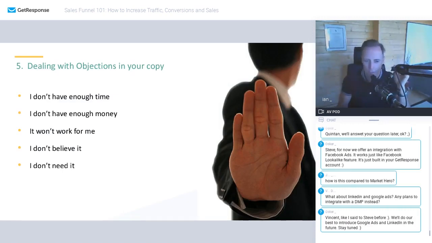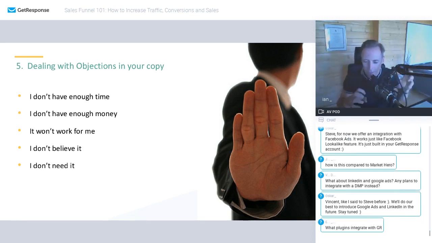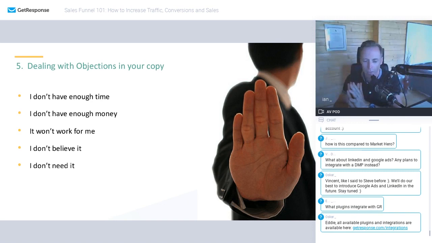Dealing with objections in your copy is one thing to consider. These are the type of things people think about. I don't have enough time. I don't have enough money. It won't work for me. I don't believe it. I don't need it. So think about these things in your copy. For example, it won't work for me. If you think about segmenting your audience and you're going after two different categories of people, we'll try to have testimonials that are relevant to that category of people. Because they're thinking, oh, okay, that works for large businesses, not small businesses. Well, if I get my targeting right, I'm going to send small business to a page. I'm going to have a testimonial from another small business. So that really helps on the targeting side.